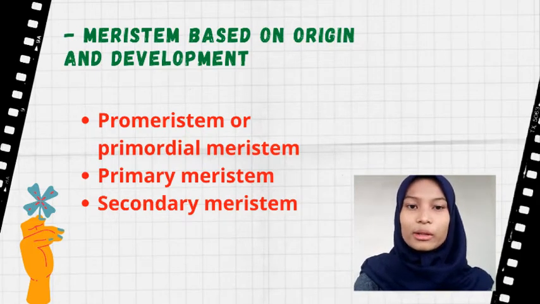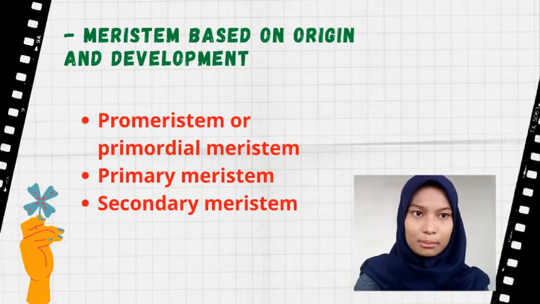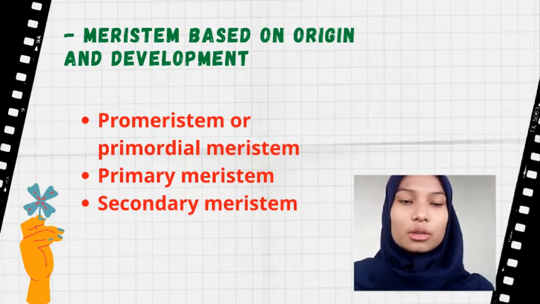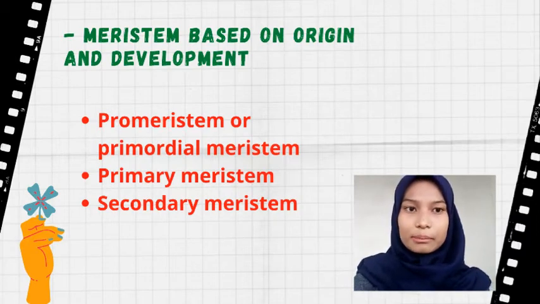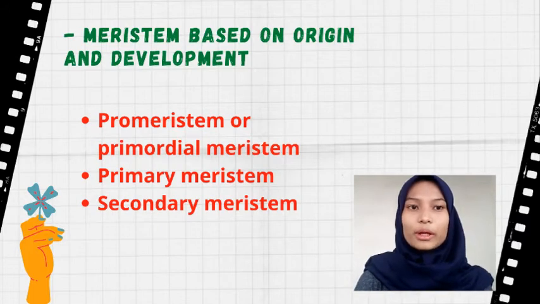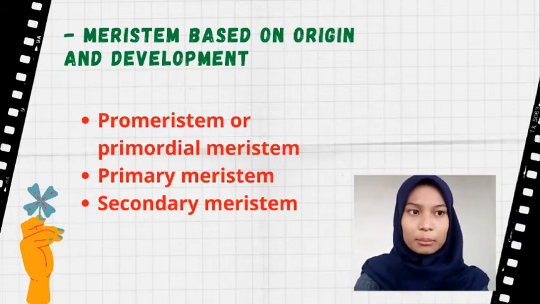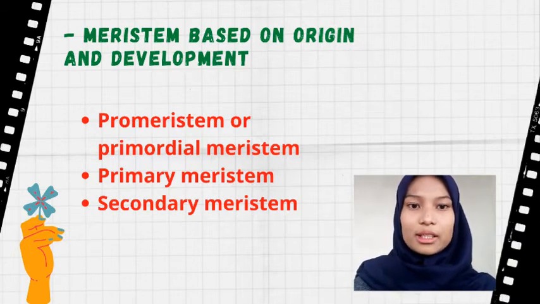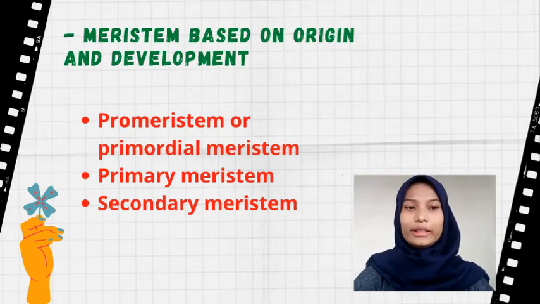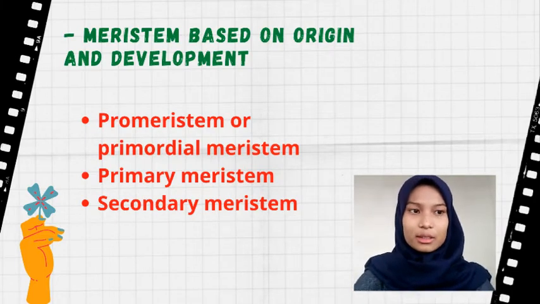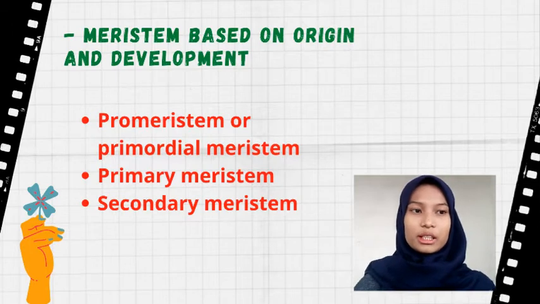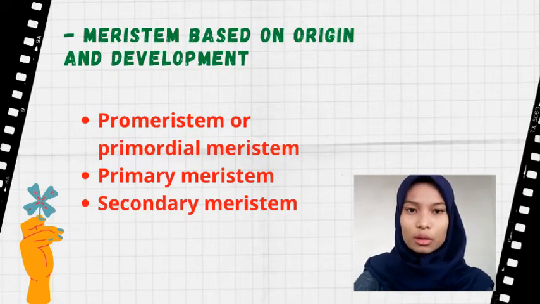Meristem based on origin and development includes: promeristem or primordial meristem, namely at the growing point at the ends of the stem or root. Primary meristem, which comes from the promeristem, can divide in all directions except cambium. Secondary meristem, derived from primary permanent tissues, which has the potential to divide when injured, and forms secondary growth or cork.